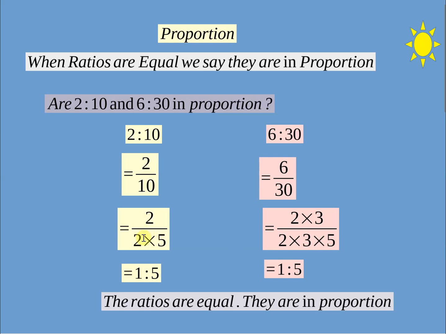If we look here, we see that 2 cancels this 2 here, and we have 1 divided by 5, which is 1:5. And here is the same, 2 times 3 and 2 times 3 is here, so we are left with 1 divided by 5, which is equal to 1:5. So the ratios are equal, so we can confidently say they are in proportion.